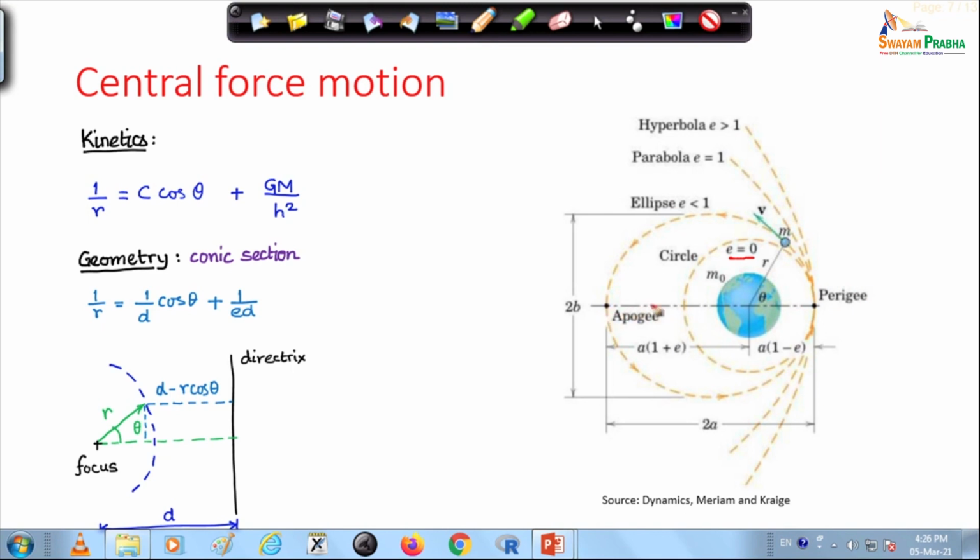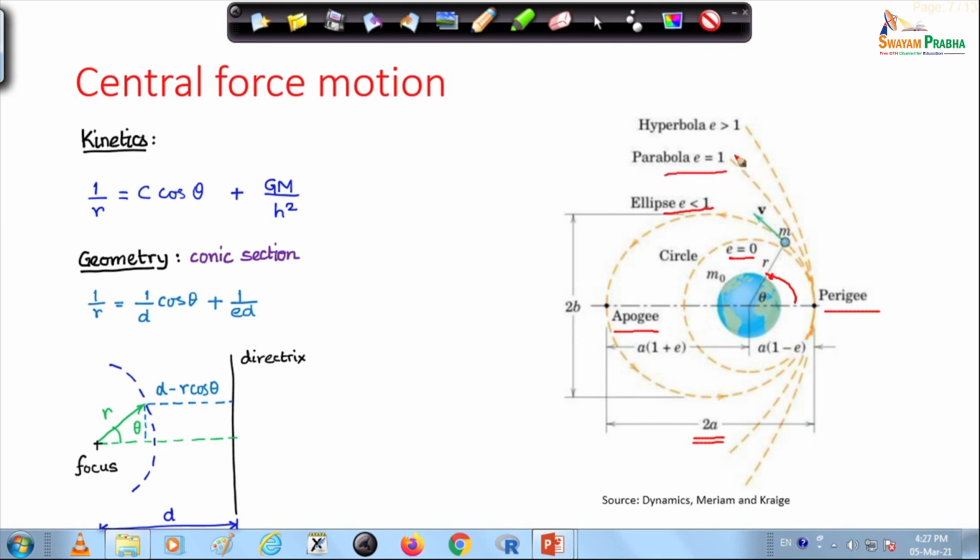When you have E between 0 and 1, greater than 0, less than 1, then you have an elliptic orbit. This is the apogee, this is the perigee. The angle is measured from the datum here, from the perigee, and this is twice the semi major axis. This is for epsilon less than 1.